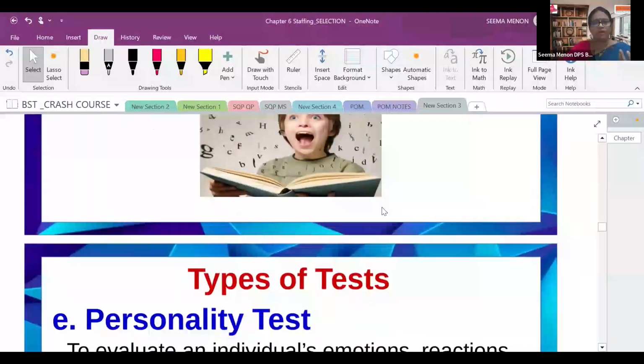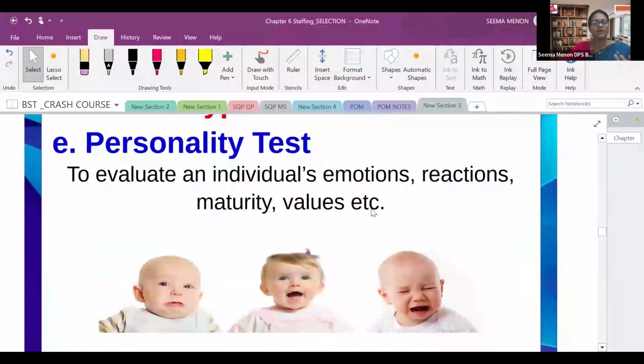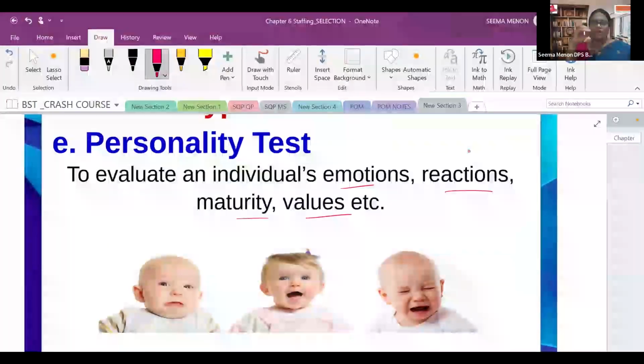That we will be able to understand. The last one is the personality test. Very, very important. It evaluates the individual's emotions, reactions, maturity, values, etc. After conducting that psychological test, that is the personality test, they will be able to analyze the individual's emotion, whether they are more sensational people or sensitive people.